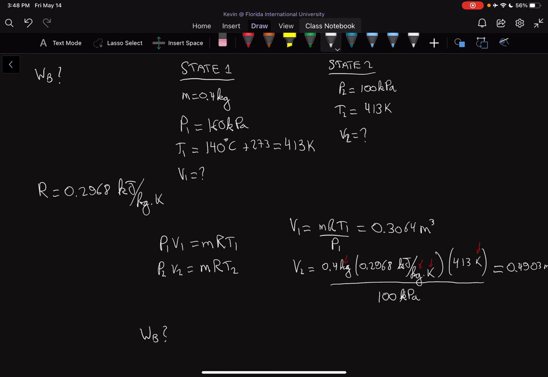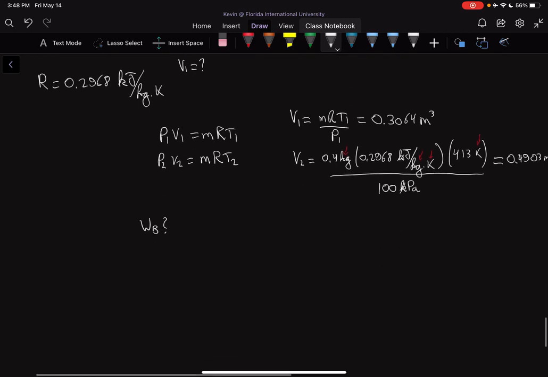Well, an isothermal process is actually a special case of polytropic. So if you ever see that you have an isothermal process, you can assume that it is a special case of a polytropic with n equal to 1. And the reason is the following.